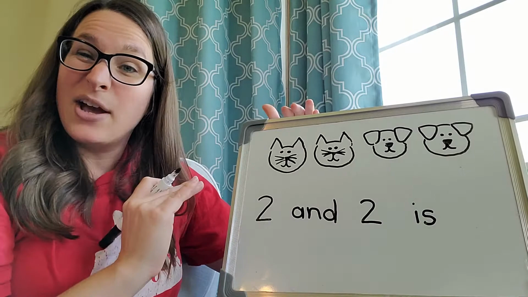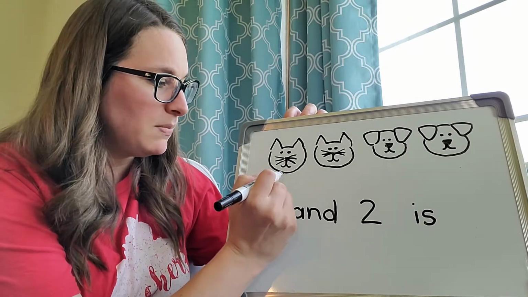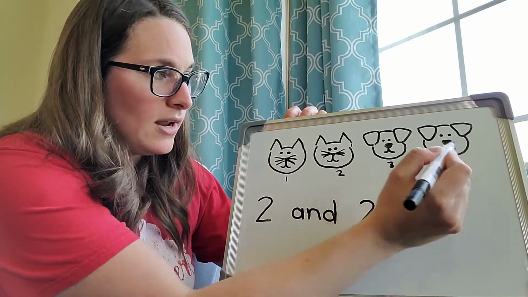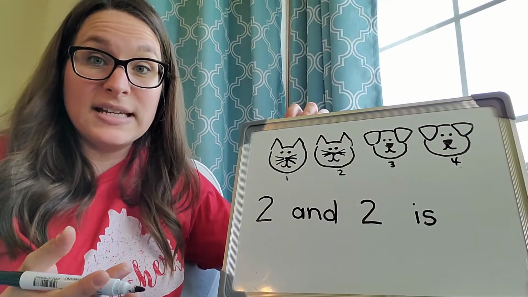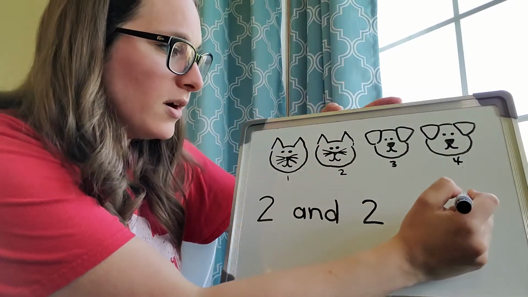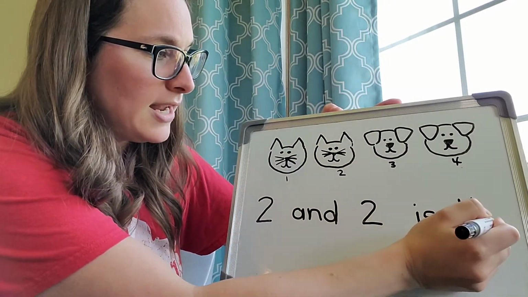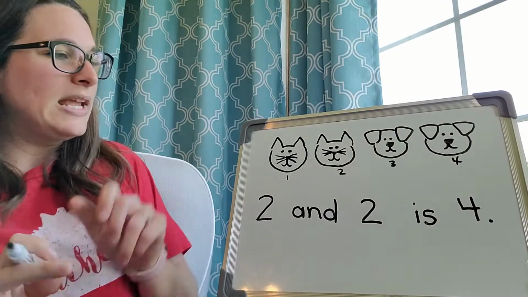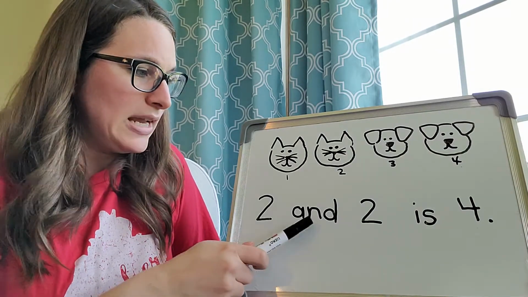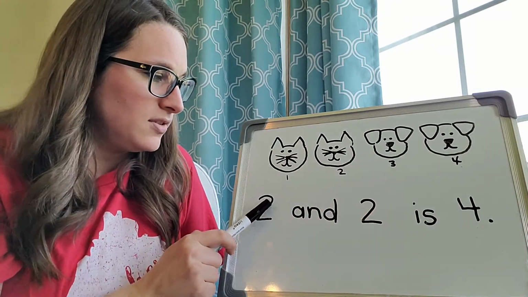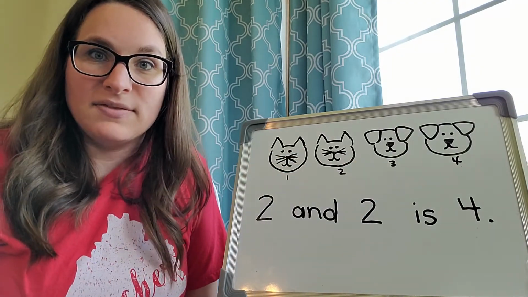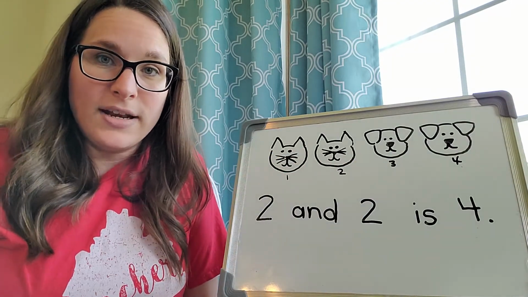So now we have to count all of the animals together. Will you count with me? 1, 2, 3, 4. And some of you may have already known that was the answer just from listening to the word problem. So now I'm going to write the number 4 to finish our sentence, and I'm going to end with a period. So we have solved our problem using pictures and words. 2 and 2 is 4. So I have a picture of 2 cats, picture of 2 dogs. So I've solved it using 2 different strategies.